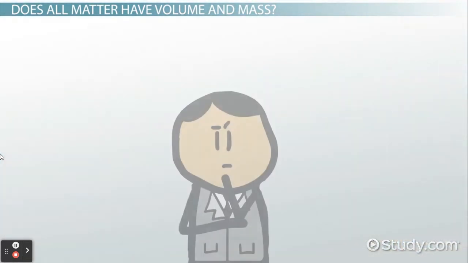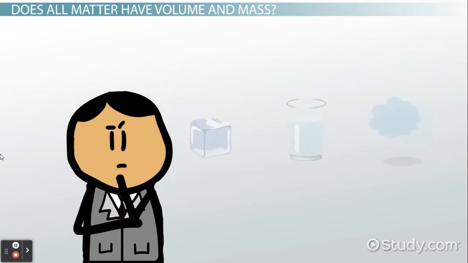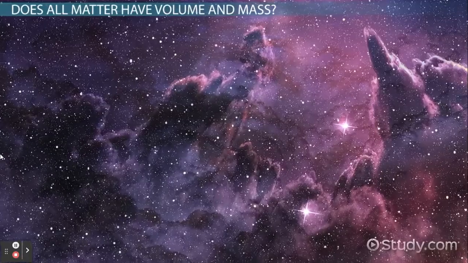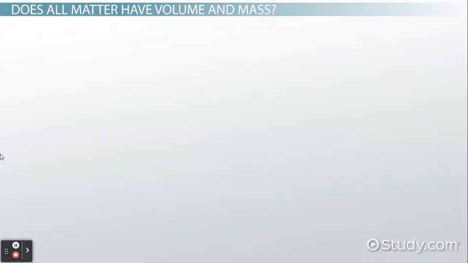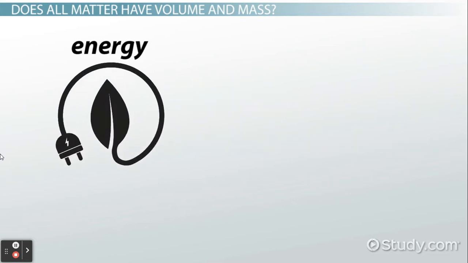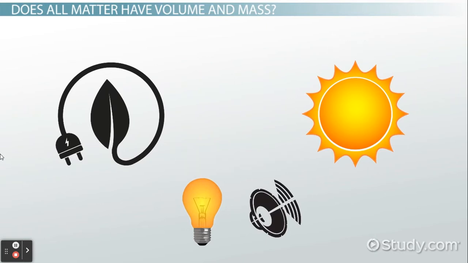Think about it. Can you think of anything that doesn't have weight or take up space? Anything that has a physical presence is considered matter, and all matter has volume and mass. You may be surprised to learn that there actually are some things in the universe that aren't matter. These are called abstract, which means they don't have a physical existence. Some examples include energy, heat, light, and sound. And so, these abstract things have no volume or mass.